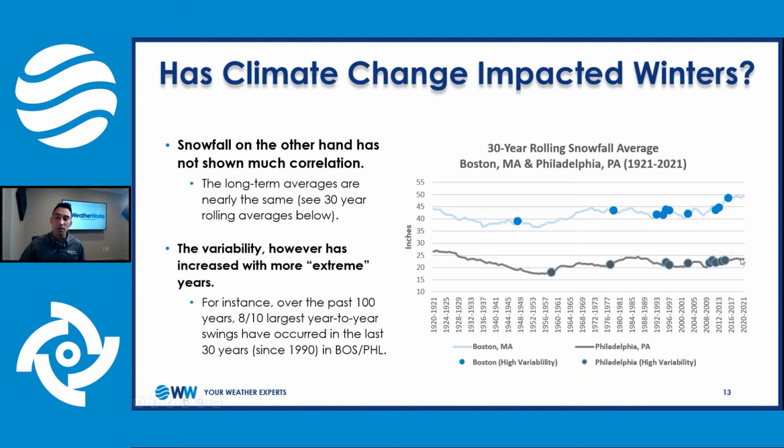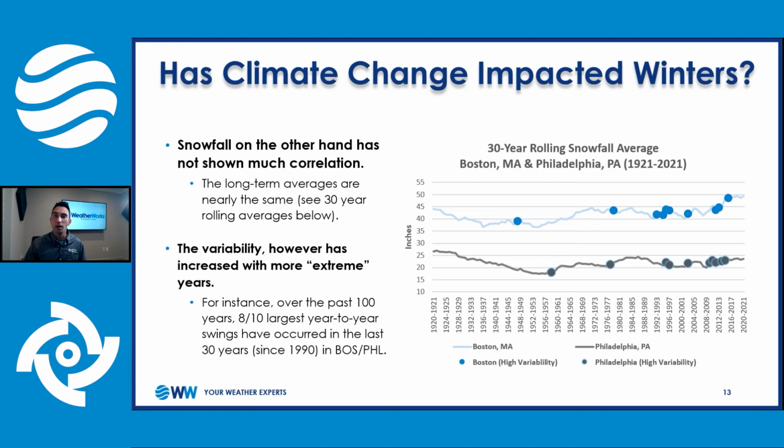That's what these dots are representing. A year where there was a drastic change in snowfall accumulation, for instance, went from 80 inches to 20 inches, would have given a dot because it would have been one of the 10 biggest swings over the last 100 years. We are seeing more of those in the last 30 years than we had seen in previous times.